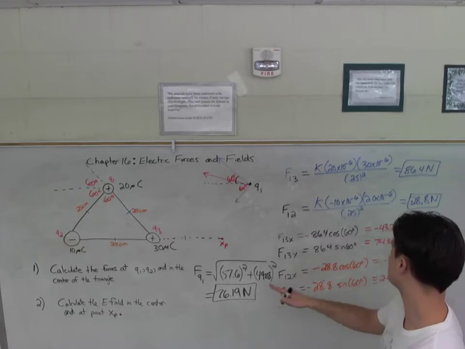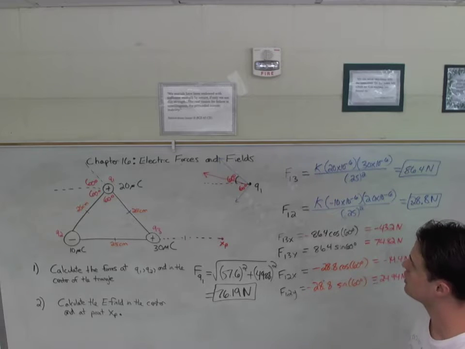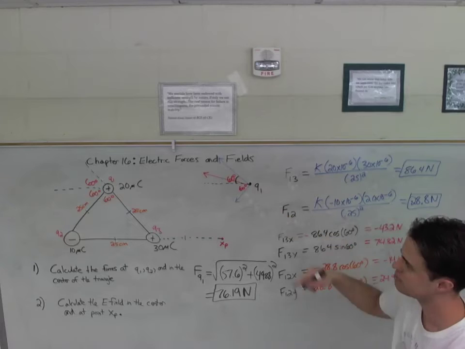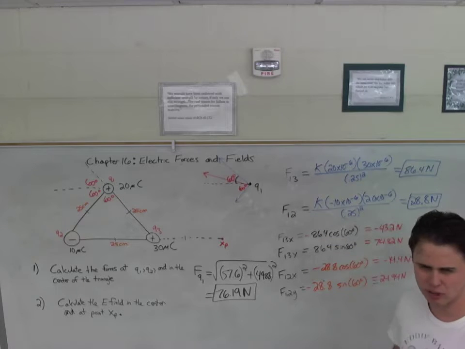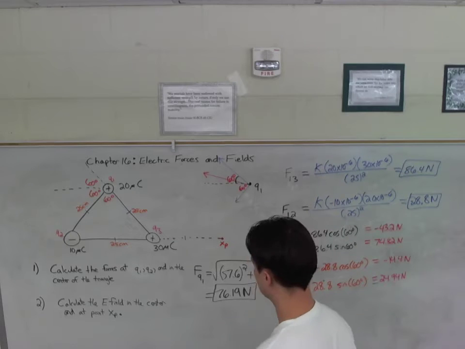Let's think about it. So the individual forces were 86 and 28. It was a little bit weaker, so I guess it did cancel it out a little bit. That guy down there, cancel it out a little bit. Should we do the angle for that guy? To see if it's actually where we thought it was?